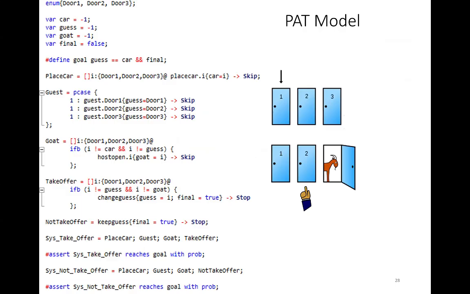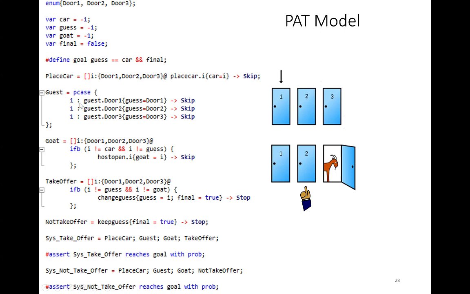So you can simply specify what the problem is in PAT. So here's a probabilistic model in PAT. Here's a car, here's the goat, here's the goal. Here the decision is initially false. The goal is to try to guess the car, and the decision final equals true. The first action is that the TV host places the car behind door number 1, 2, or 3. And then the user will make a guess.